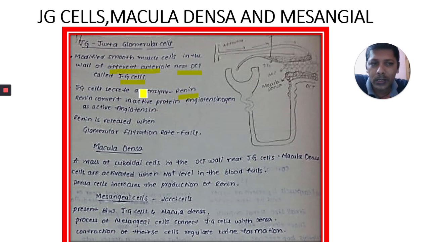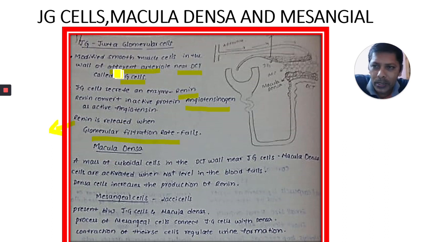Renin converts the inactive protein angiotensinogen into active angiotensin. And renin is released when the glomerular filtration rate falls. When is it released? It is released when GFR, the glomerular filtration rate, decreases. That's about this part.